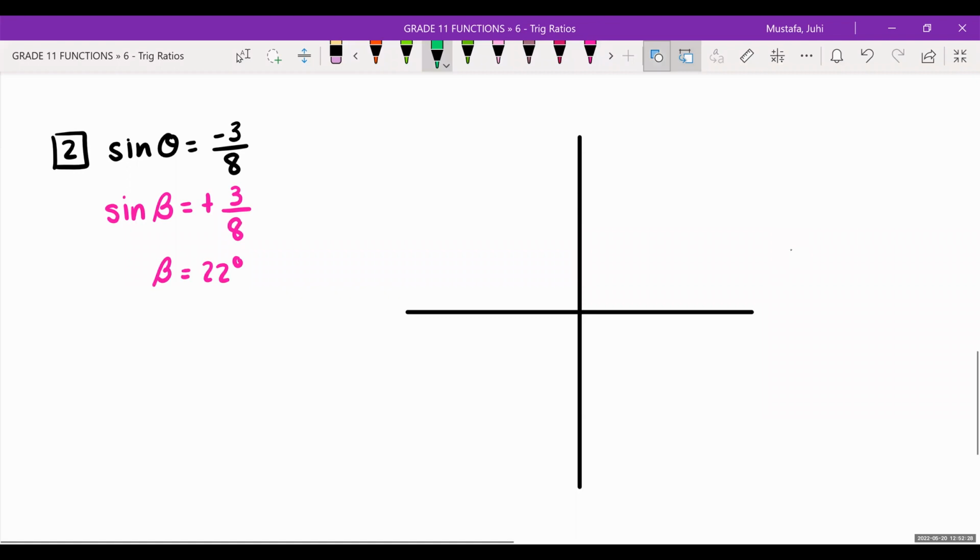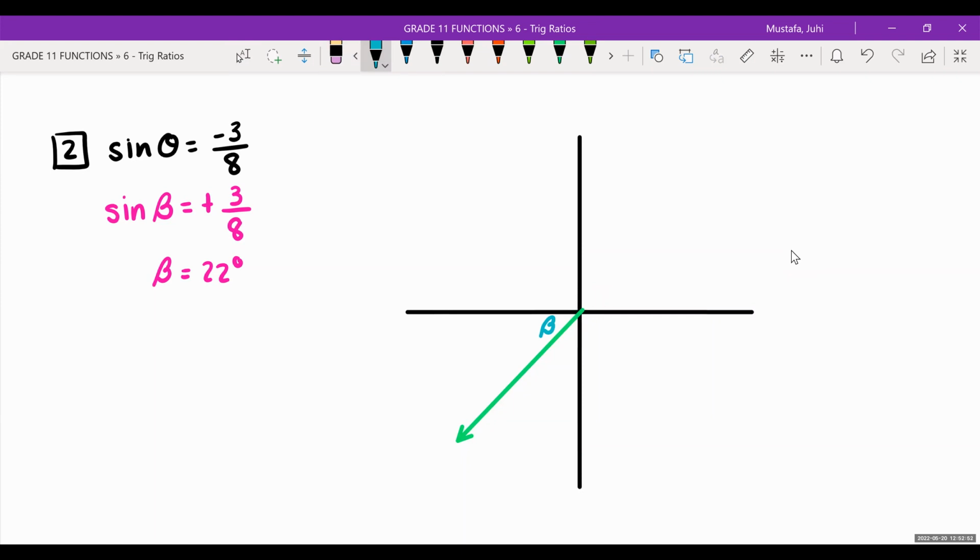And then the question said, draw your line in the third quadrant. So I'm going to draw it here. Does it make sense that sine is negative in the third quadrant? It does, right? Because the only thing that's positive here is tan. I'm also going to put my beta in, which is going to go right in here.